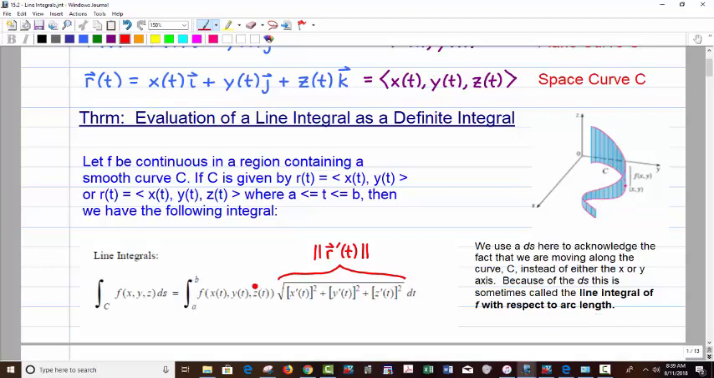Because notice this ds right here in this particular form is the magnitude of r prime, which is how we figured out arc length before for vector valued functions. It was integrating the magnitude of r prime to get the arc length. Now we have to substitute x of t, y of t, z of t, because everything's going to be just one variable here. Everything has to be converted to t, so all the original x's, y's, and z's must be converted to t.